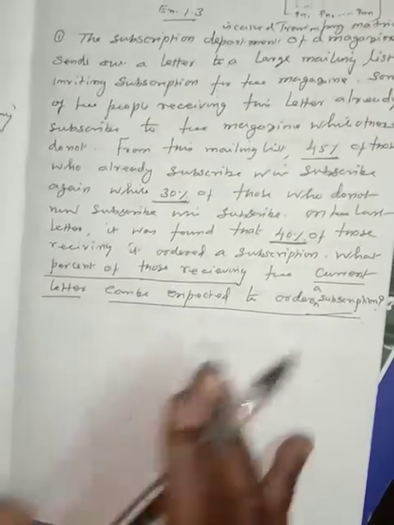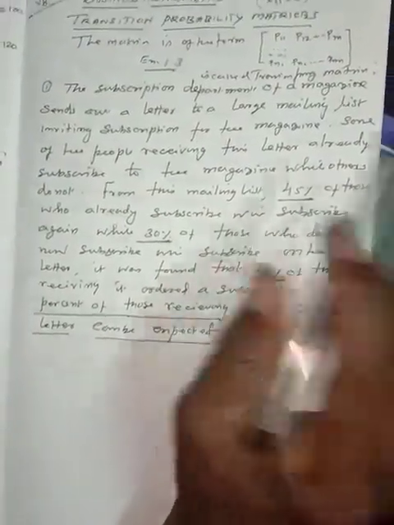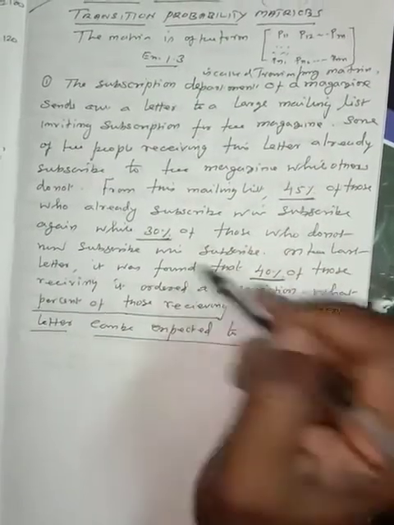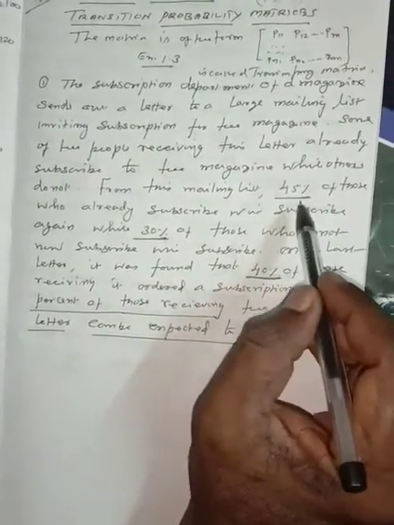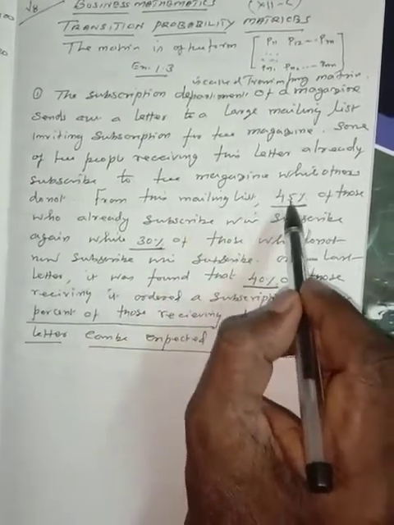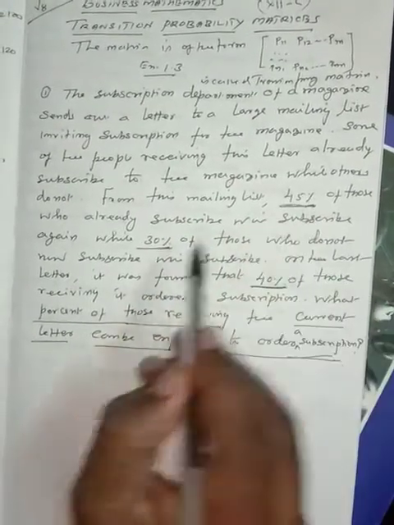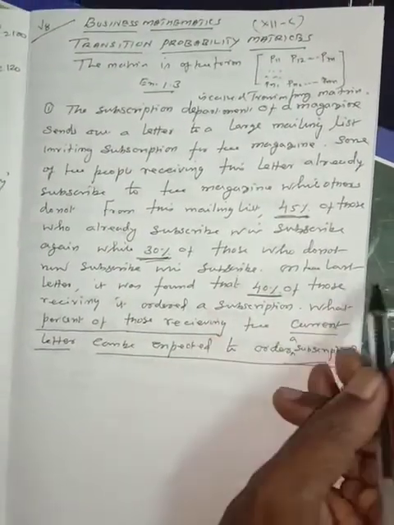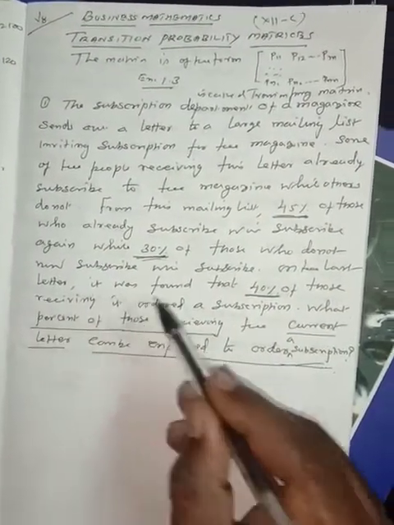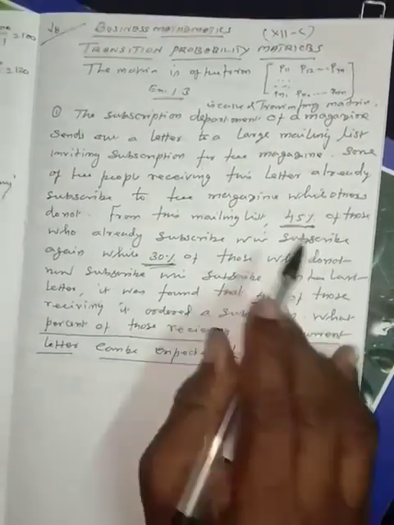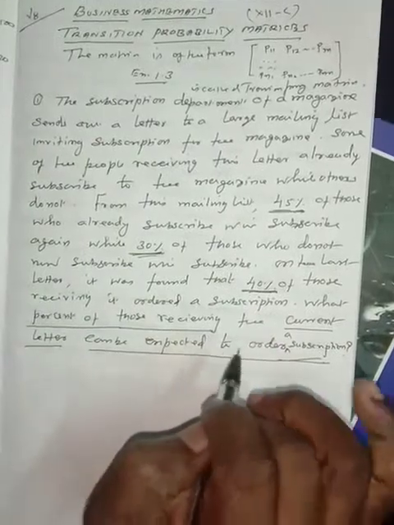What percent of those receiving the current letter can be expected to order a subscription? First, underline the given data, then we can easily solve the problem. The mailing list: 45% and 30%. Next, on the last letter it was found that 40% of those subscribe. These are the given information.